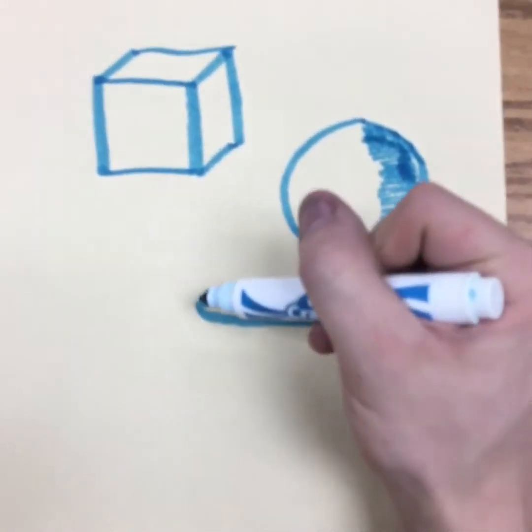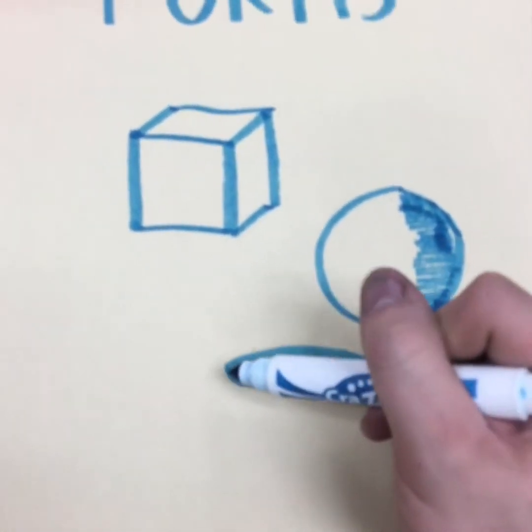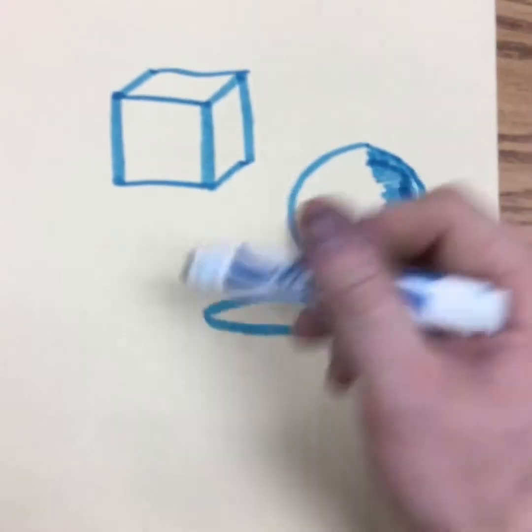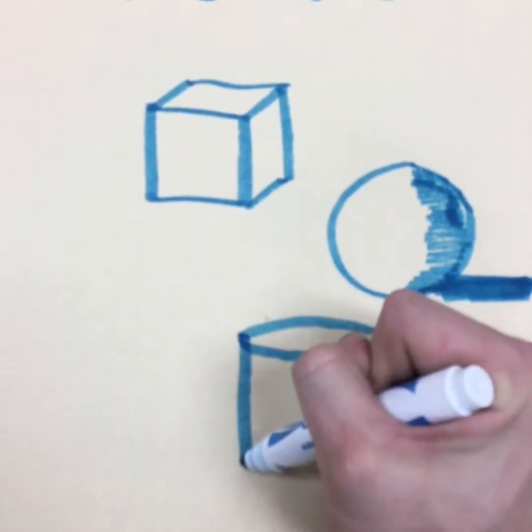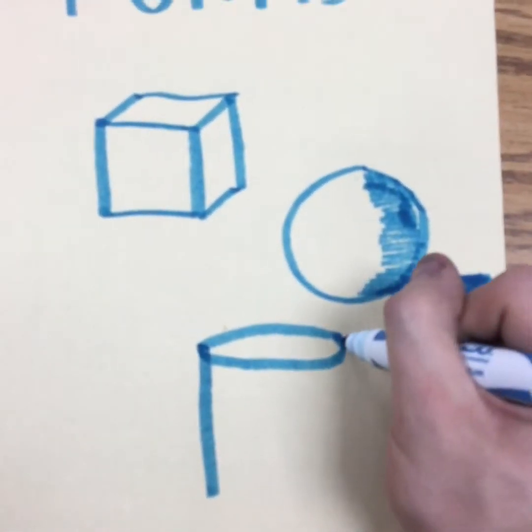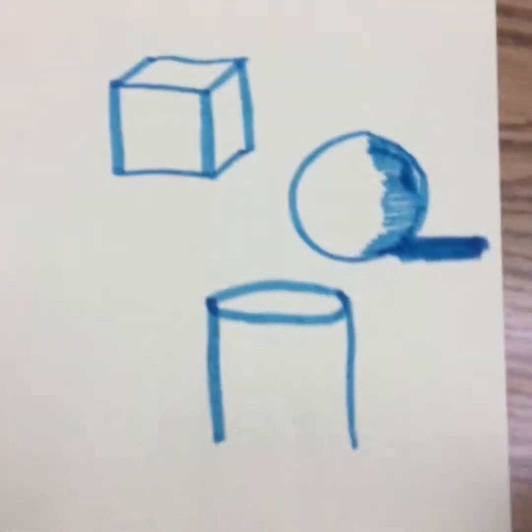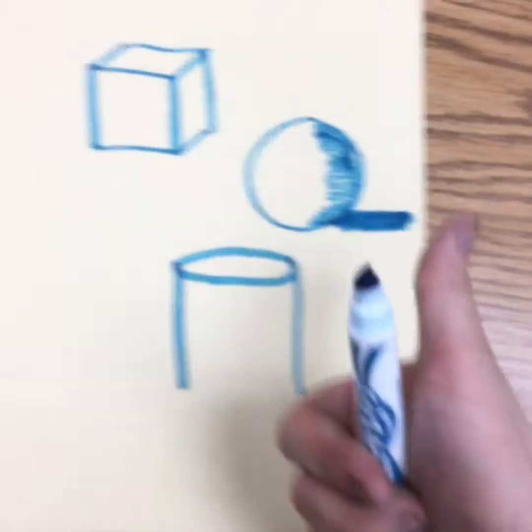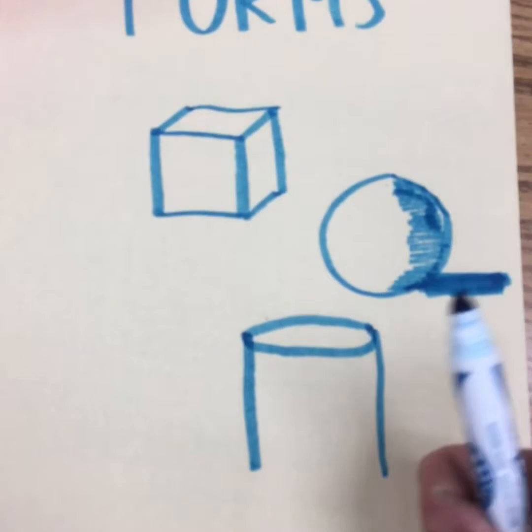Great job. Now our oval needs some legs. So on each side of this oval, draw a line down. It doesn't have to be very long, but draw a line down. Now we're not done yet. Give me a thumbs up once you have 2 legs on your oval.